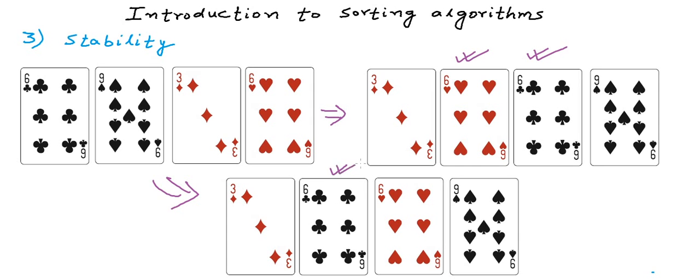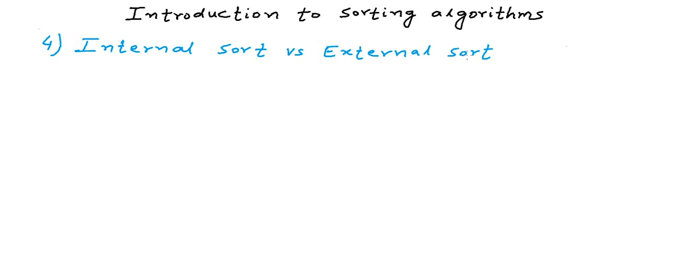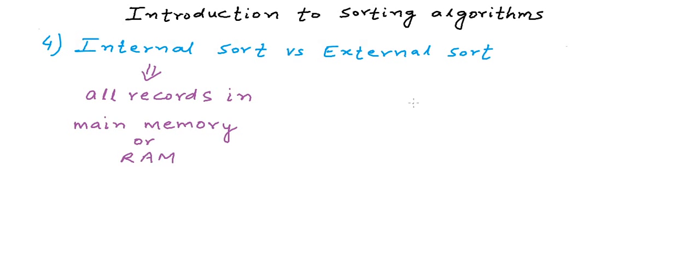The next parameter of classification is whether a sort is internal sort or external sort. When all the records that need to be sorted are in main memory or RAM, then such sort is internal sort. And if the records are on auxiliary storage like disk and tapes, quite often because it's not possible to get all of them in the main memory in one go, then we call such a sort external sort.